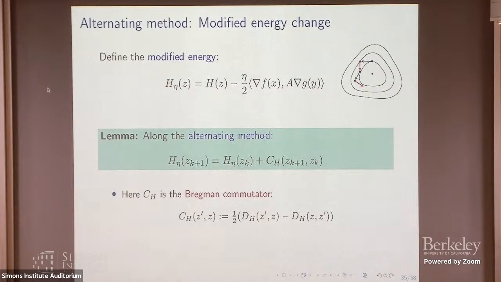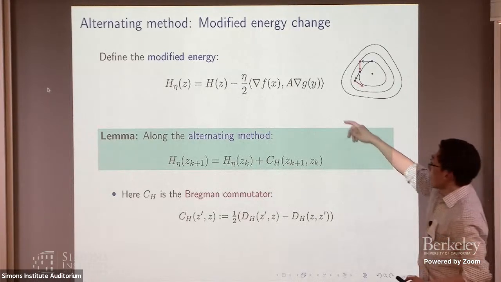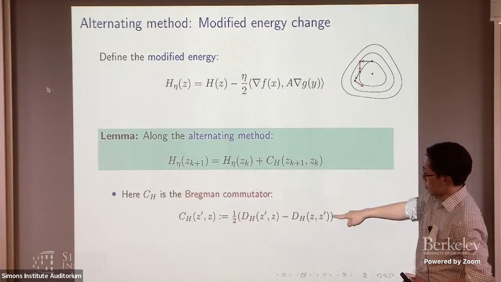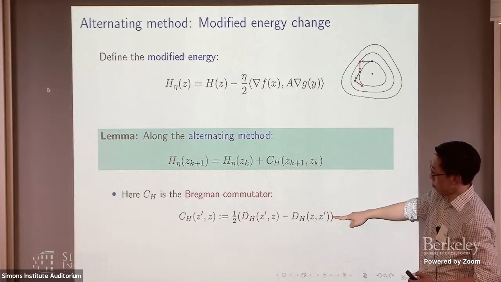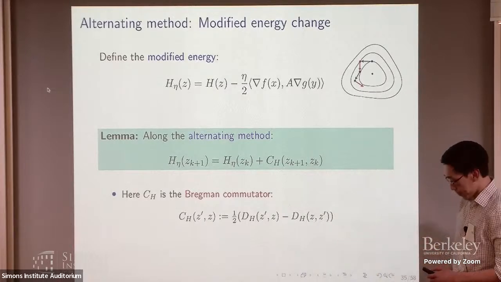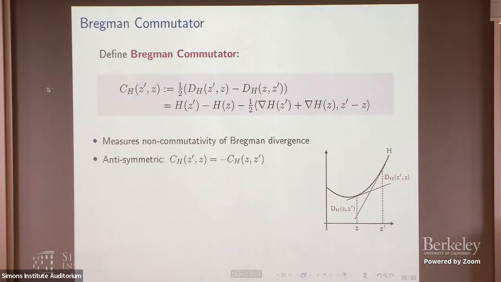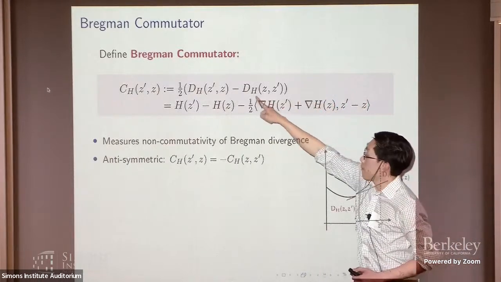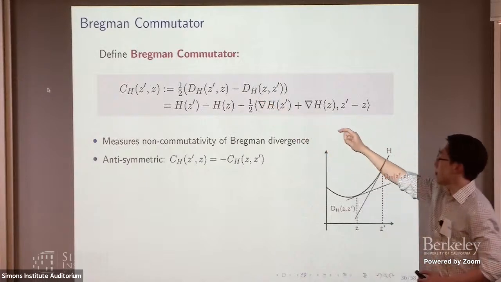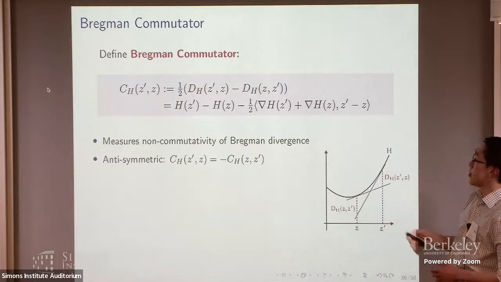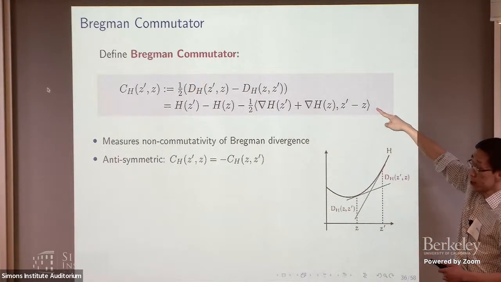Here, for mirror descent, what we can say is the following. In each step of the alternating method, this modified energy changes by some quantity, which turns out to be equal to what we call the Bregman commutator, which is the difference between the Bregman divergence one way versus the other way. And here's a figure. So this is the definition of the Bregman divergence. And if you unroll the definition of Bregman divergence, excuse me, this is the definition of Bregman commutator. And then if you unroll the definition of Bregman divergence, you get this expression.